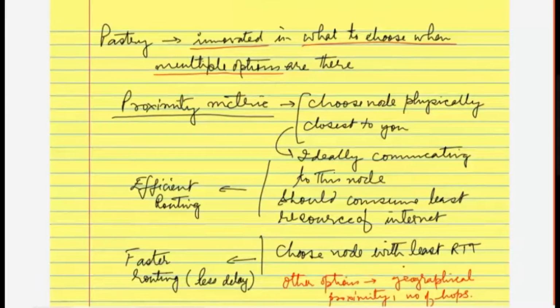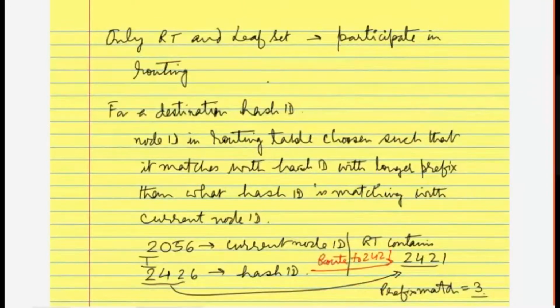Other options, not only RTT, you can choose geographical proximity. If you can identify longitude and latitude from the IP address, you can do it based on that, or based on the number of hops. You have to use in that case the traceroute command to find out the number of hops. Now, an important thing for routing: only the routing table and leaf set participate. The neighbor table never participates in the routing. It's not supposed to.